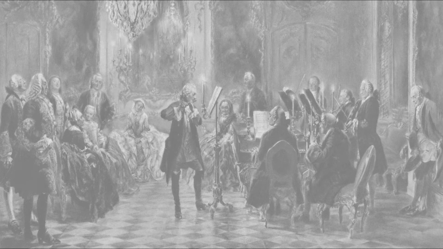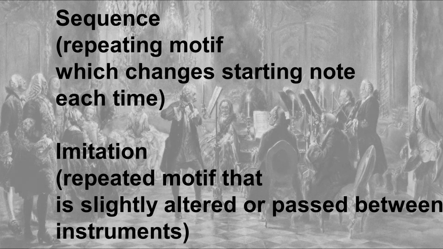And sequences and imitation often go hand in hand in Baroque music, because you will have one part playing a sequence. So you'll have a little idea that is then repeated and repeated and repeated, but each time it's repeated, the starting note ascends or descends. So let's say it ascends, which is probably slightly more popular. You've got your little idea going up and up and up, and it is then imitated in a different voice or in a different instrument within the orchestra.